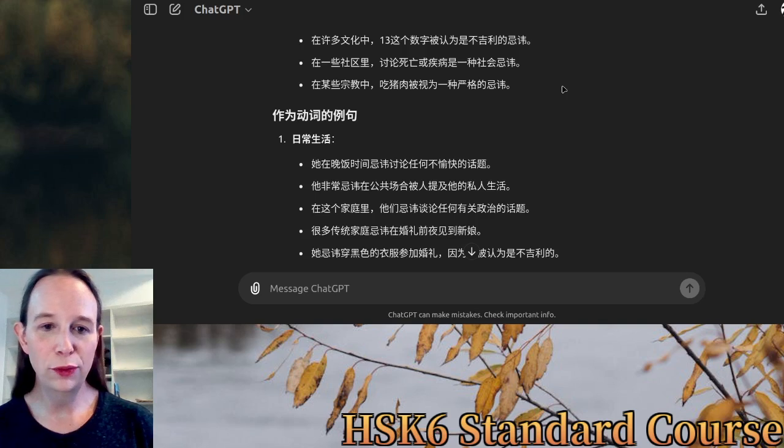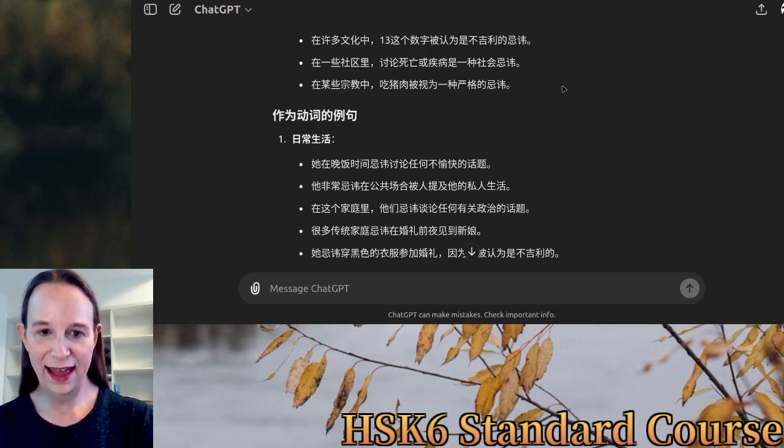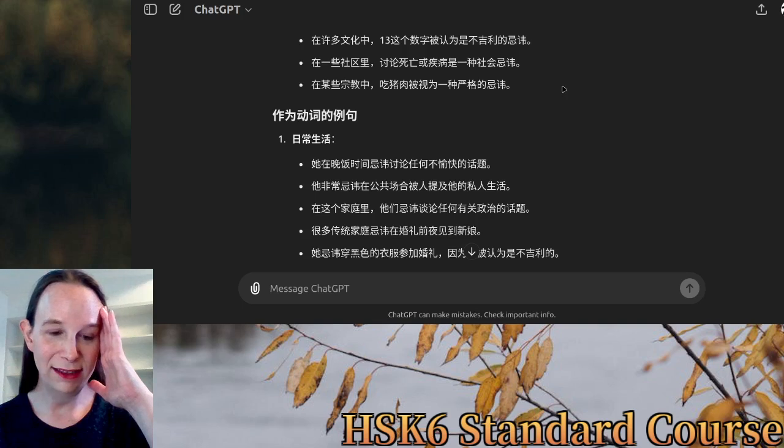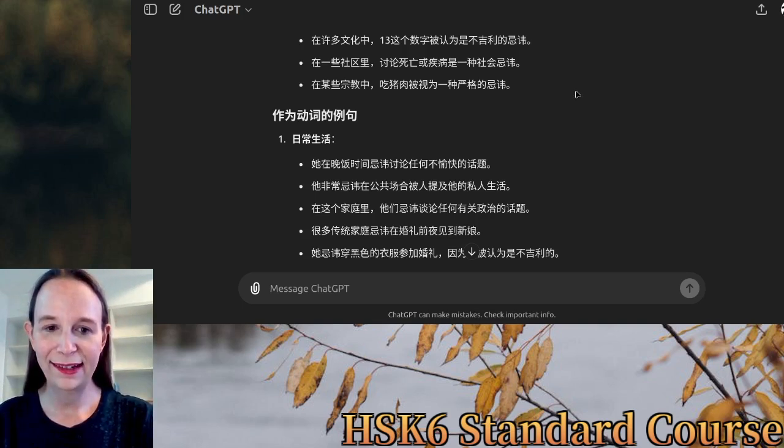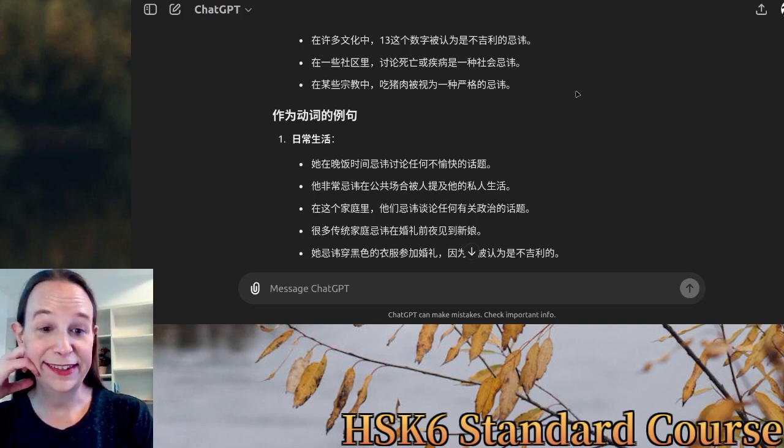在某些宗教中，吃猪肉被视为一种严格的忌讳。Yeah, 在伊斯兰教和犹太教 right? Are there others? I can't think of any others. Just Islam and Judaism.